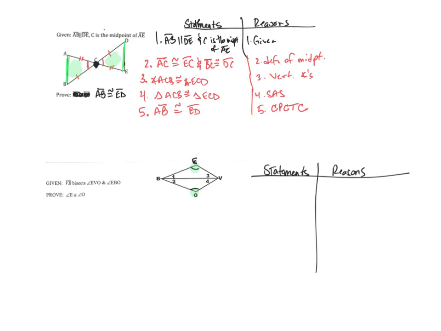So those are the two angles that I am trying to prove congruent. Okay, so we're going to take the same route. Let's go ahead and first state the given. VB bisects angle EVO and angle EBO. This is our given. All right, let's always start with the one that's obvious right here. That's reflexive. So BV will be congruent to BV, and that's by reflexive.